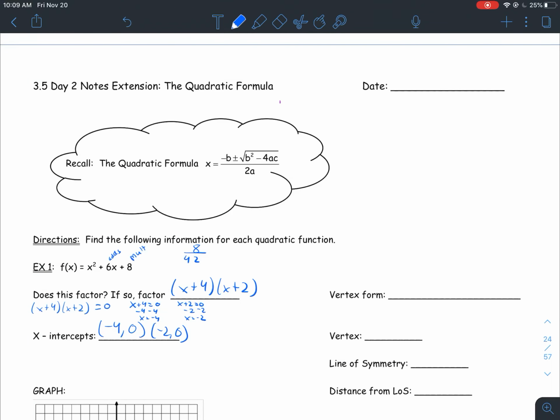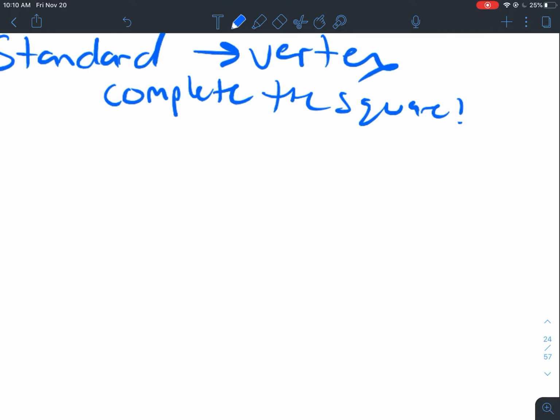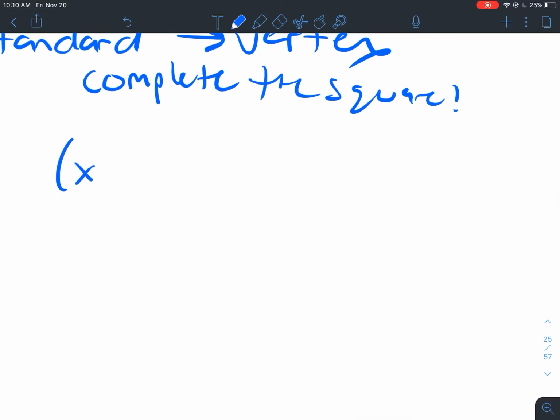So now it asks for it in vertex form. Again, this is going back to module 2. We've got something in standard form, and they're asking for it in vertex form. Well, how do we go from standard to vertex form? Well, we complete the square. So that's what we need to do here. We have x squared plus 6x plus 8. So we're going to write it like this: x squared plus 6x, and then we write plus 8 on the outside here.